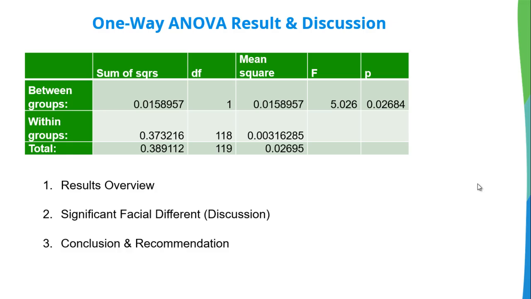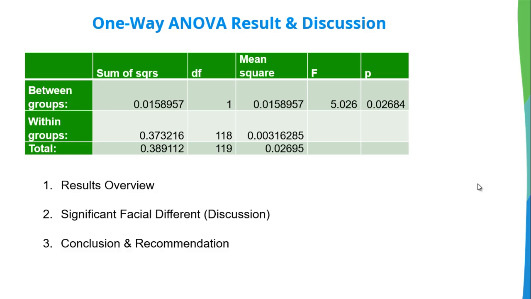This means there is a low probability, 2.68%, that the observed differences are due to random chance. If you look at the sum of squares and the mean square, the sum of squares between groups, which is approximately 0.0158 or 0.0159, represents the variation due to the differences between the groups. The sum of squares within the groups, approximately 0.373, represents the variation within each group.